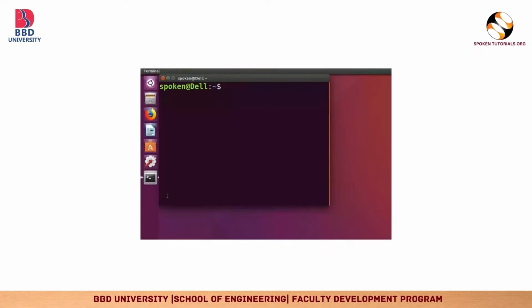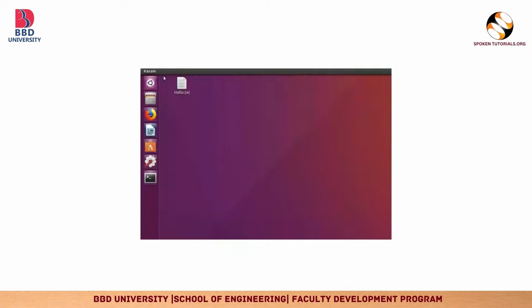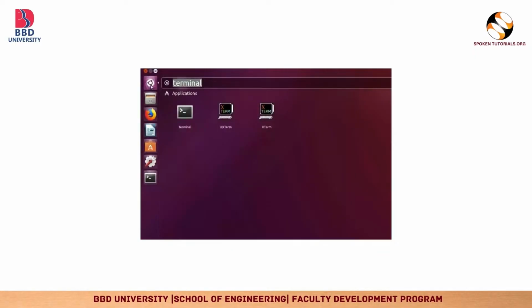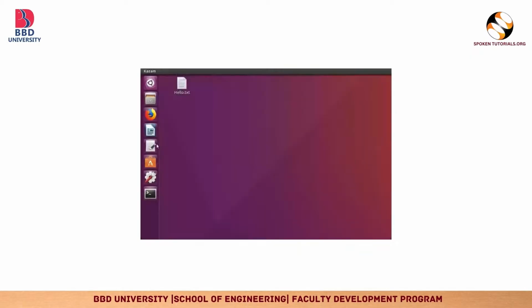Another way to fix application shortcuts on the launcher is by dragging and dropping. I will demonstrate this now. Open Dash Home and in the search bar type gedit. Drag the gedit icon onto the launcher. Now drop the gedit icon on the launcher. You can see the gedit shortcut is now added to the launcher. This is how we can add shortcuts on the launcher.